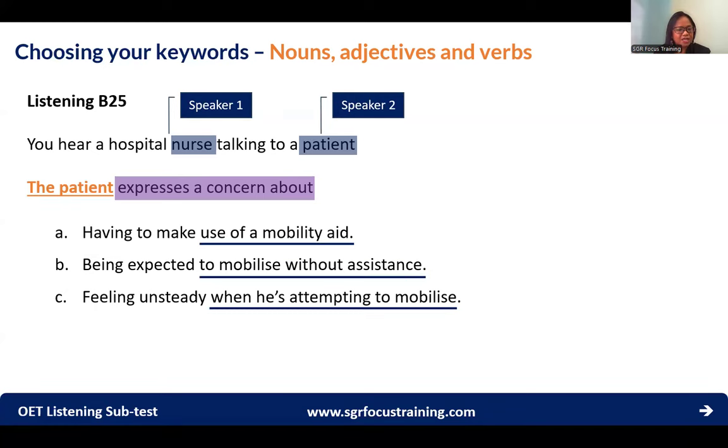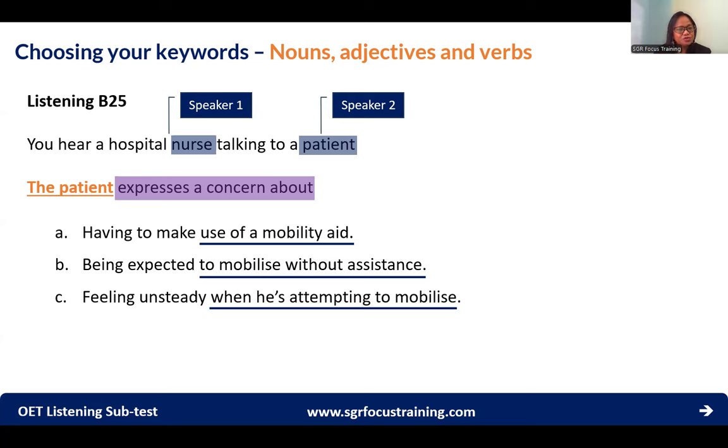In option A, we see the words mobility and aid, a mobility aid. In B, we have to mobilize without assistance, and C is when he is attempting to mobilize. What do you think are the synonyms of these underlined phrases? The reason why it's important for us to think of synonyms is that your recording has the possibility of using synonyms or paraphrasing instead of using the exact words on your answer options or on your question.